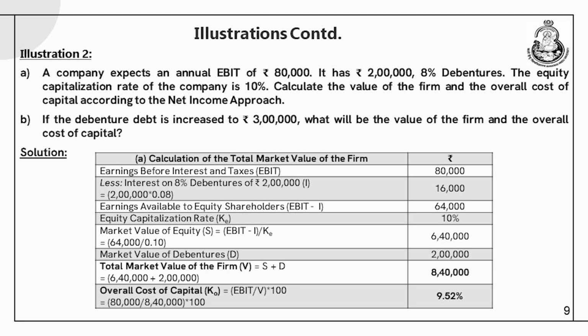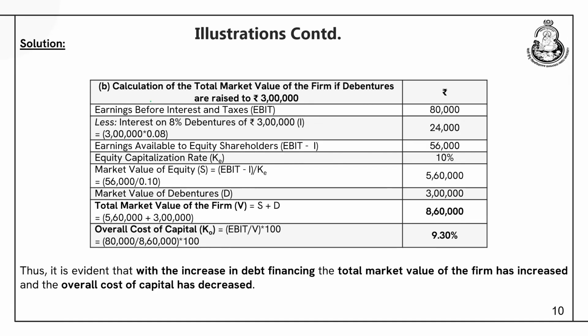Now, let us talk about the second part. If debenture debt is increased to rupees 3 lakh, what will be the value of the firm, right? So, as per this theory, if you increase the debt, the value should go up and the overall cost of capital should go down. Let us see, is it happening or not? So, calculation of the total market value of the firm if debentures are raised to 3 lakhs, right. So, EBIT is same, that is 80,000. Now, you deduct the interest on 3 lakhs of debentures at the rate of 8%.